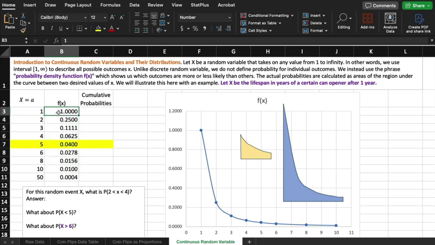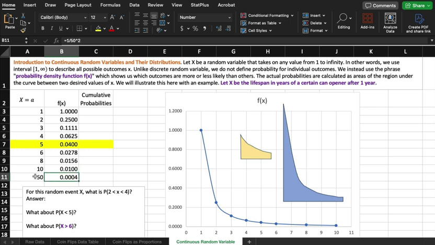So the value for f of 1 is just 1. The value for f of 2 is 0.25. The value for f of 3 is a repeating decimal, 0.1111, but it's actually equal to 1/9. F of 4 is 0.0625. F of 5 is 0.04. F of 6 is another repeating decimal, so that's 1 divided by 36. F of 8 is another repeating decimal, so that is 1 divided by 64. F of 9 is 0.01. And, sorry, F of 10 is 0.01.